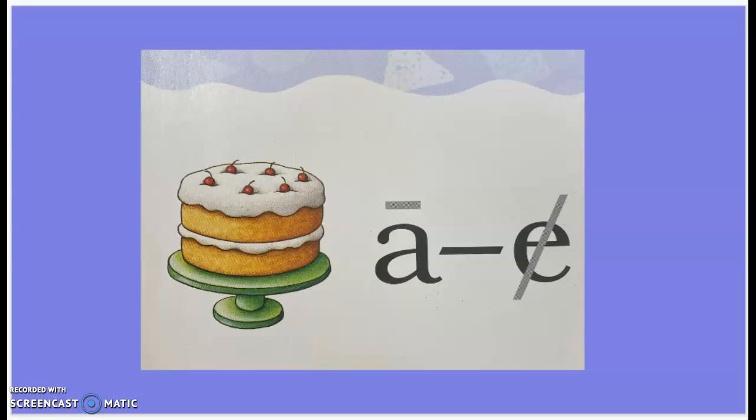It also has something special on the end. Do you remember what that is? Yes, our sneaky E. He scared that A into saying A. Here's how we code it. A macron goes above A because it says its name. And our sneaky E didn't make a sound. We couldn't hear him in our word, so we cross him out. He is a silent sneaky E.